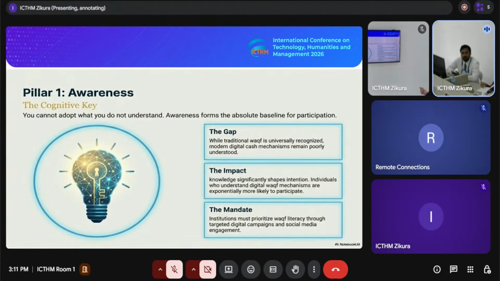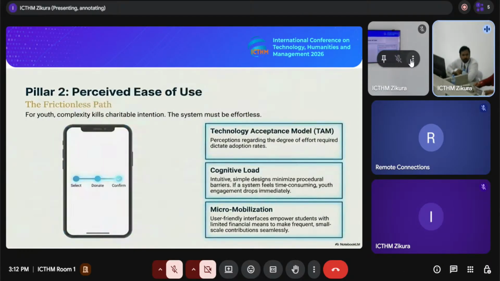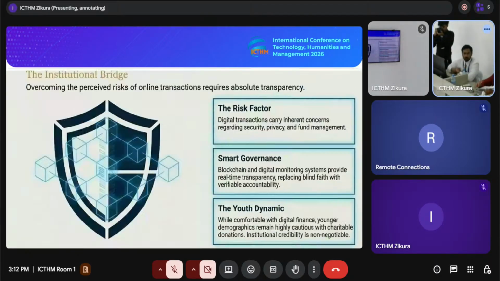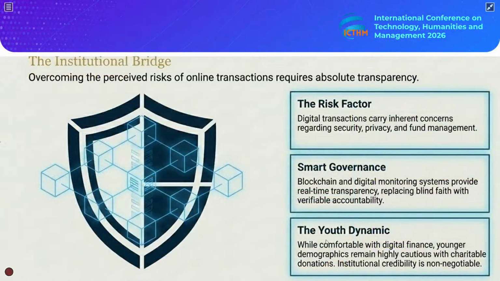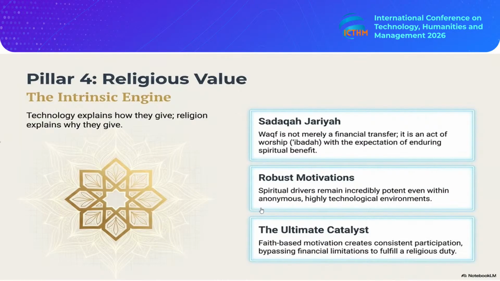So here, what we need is the awareness. You cannot adopt what you do not understand. Awareness forms the absolute baseline for participation. So at least the student needs to be aware of what wakaf is. Perceived ease of use is how they use this digital. Number three, the institutional risk: the perceived risk of online education requires transparency.